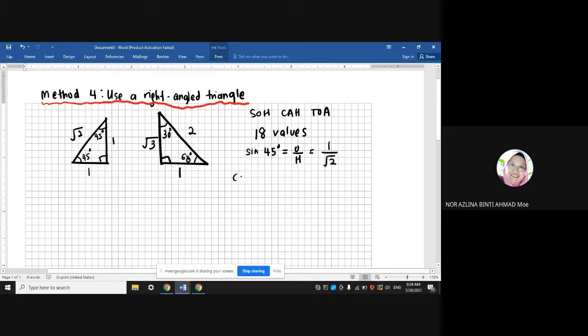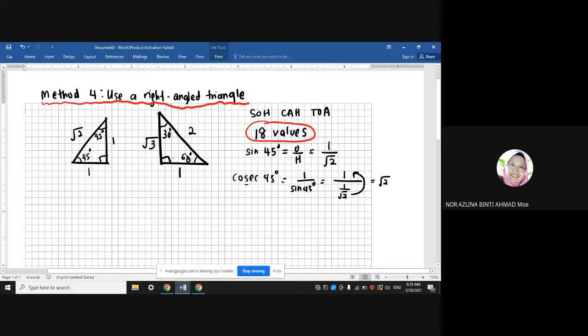Kalau saya nak cosecant 45. Okay, cosecant 45. Kita tahu cosecant adalah 1 per sin. Sin 45 is 1 over square root 2. So bawa naik atas. So ini akan dapat square root 2. Nampak? Daripada triangle ini kita boleh dapat sebenarnya 18 nilai. Ni contoh saya dah beri tadi. So mahirkan macam mana nak dapatkan nilai-nilai ini.